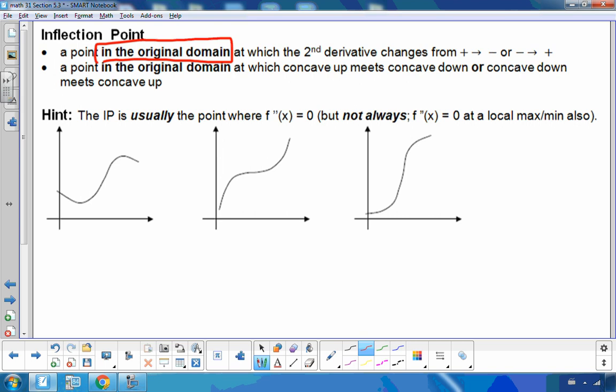It's usually the point where the second derivative is 0, but not always the case. That second derivative could be a local max or a min. So we just look at the change of direction.